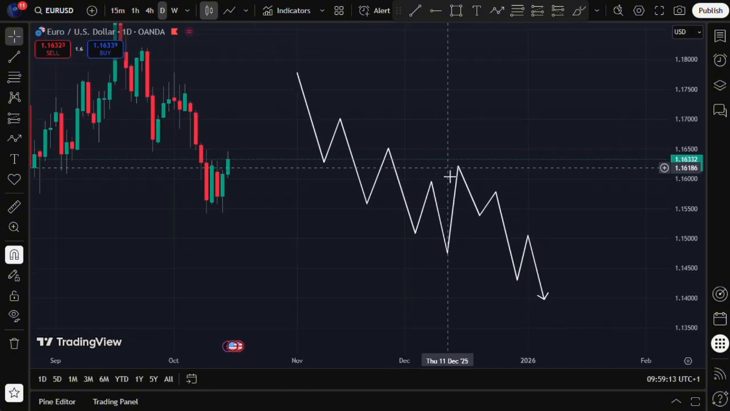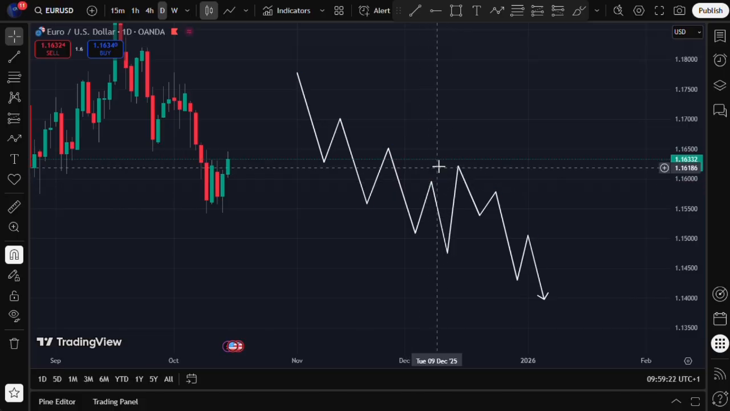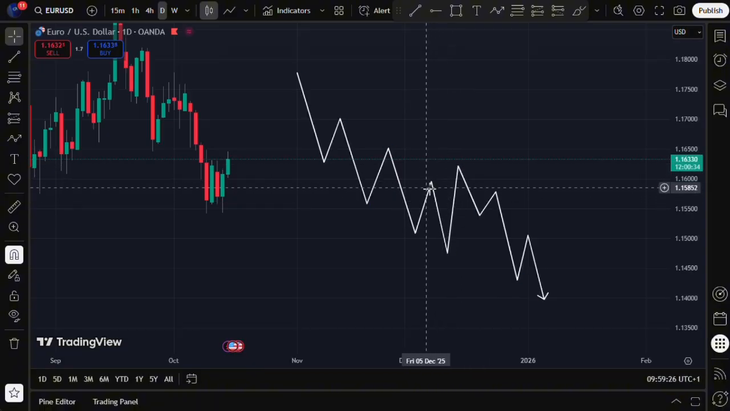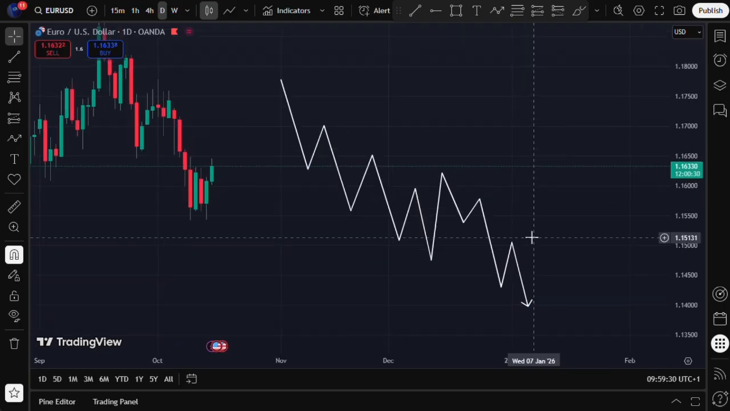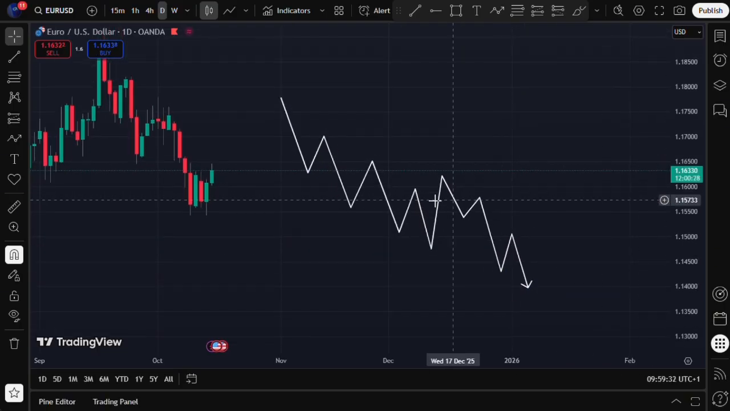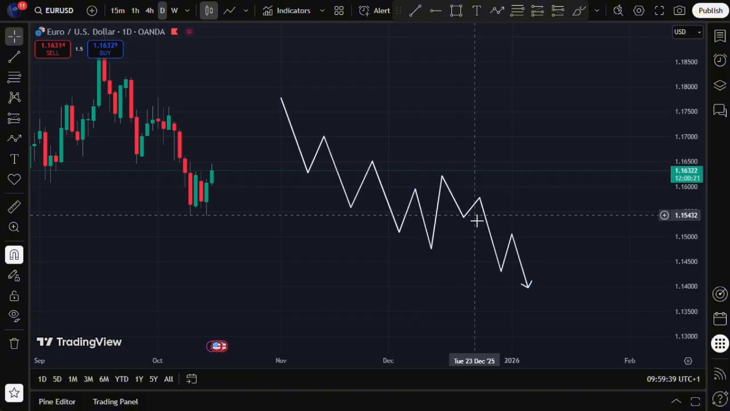So inducement actually works like this. Inducement is basically just a trick to let you think that the market structure has changed. Meanwhile, it has not really changed. It is just grabbing liquidity and continuing the trend. So inducement also works with liquidity. You need to understand liquidity, and that is why I first explained liquidity and then inducement.